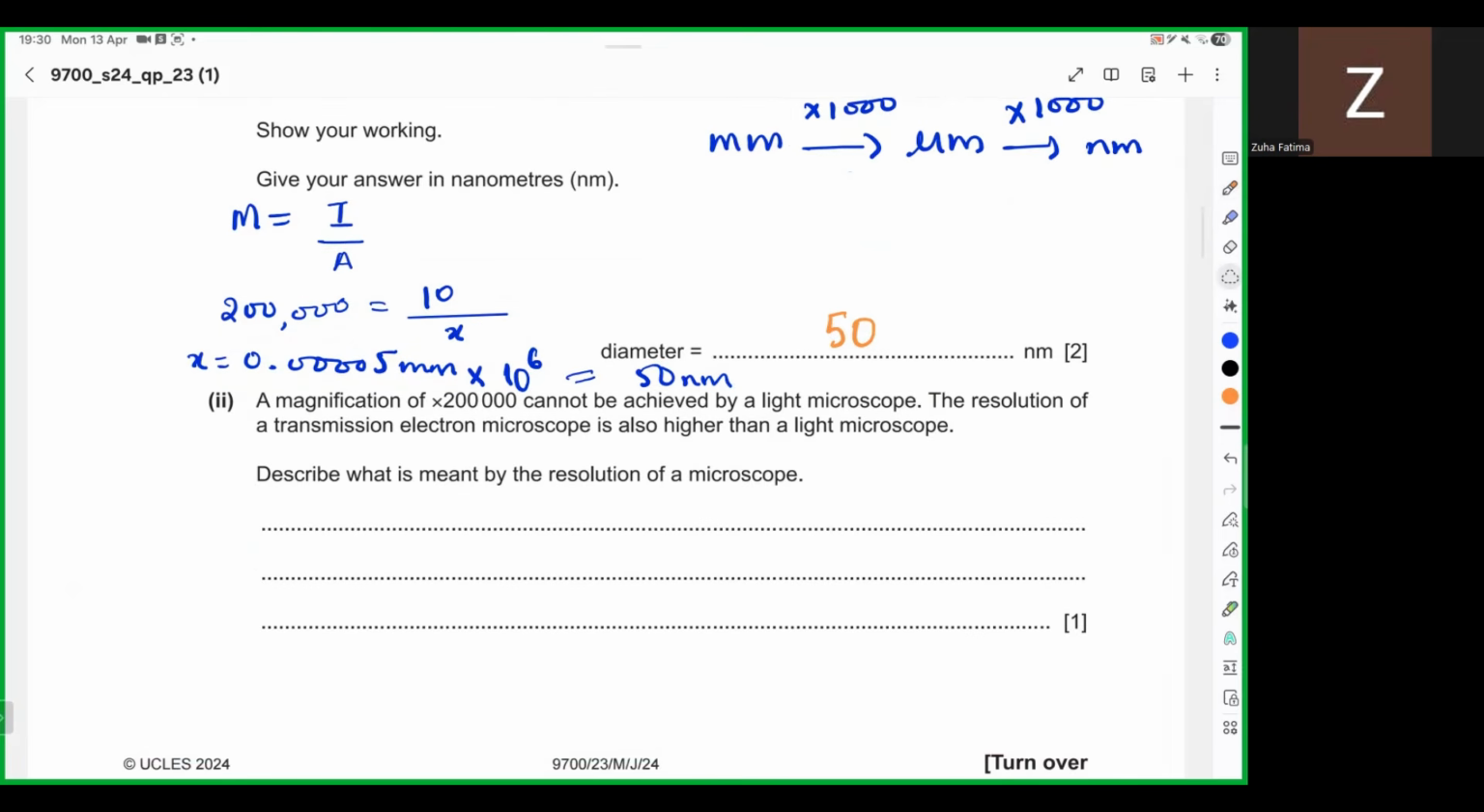A magnification of times 200,000 cannot be achieved by a light microscope. The resolution of a transmission electron microscope is also higher than a light microscope. Describe what is meant by the resolution of a microscope. Resolution is basically the ability to distinguish between two things, or the minimum distance required between 2 points for them to be classified as distinct points.